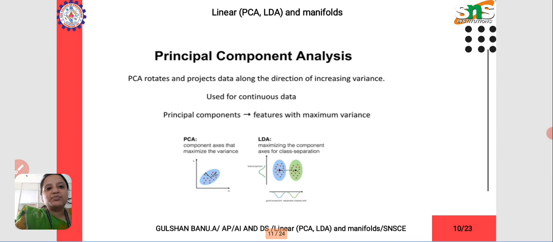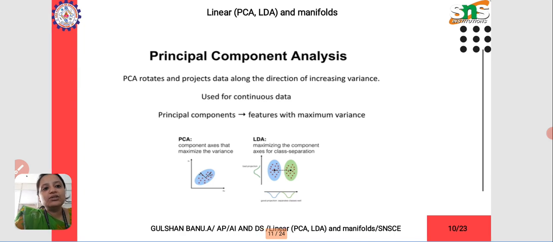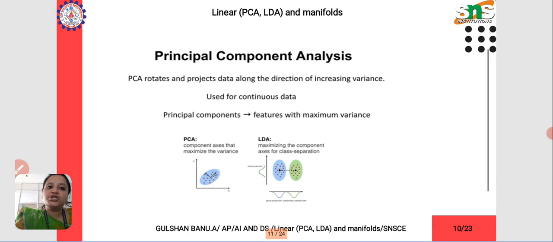Okay, now we will see what is PCA, that is principal component analysis. What is this principal component analysis? Principal component analysis is nothing but it rotates and projects the data along the directions of increasing variance. It will be used for continuous data. So the principal components are the features that have the maximum variance.